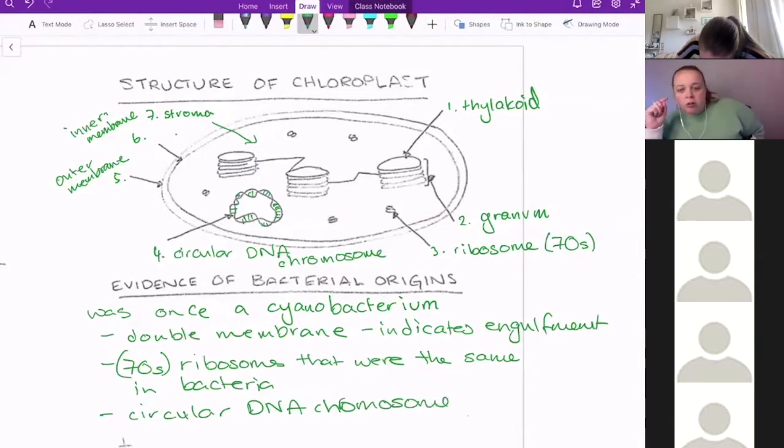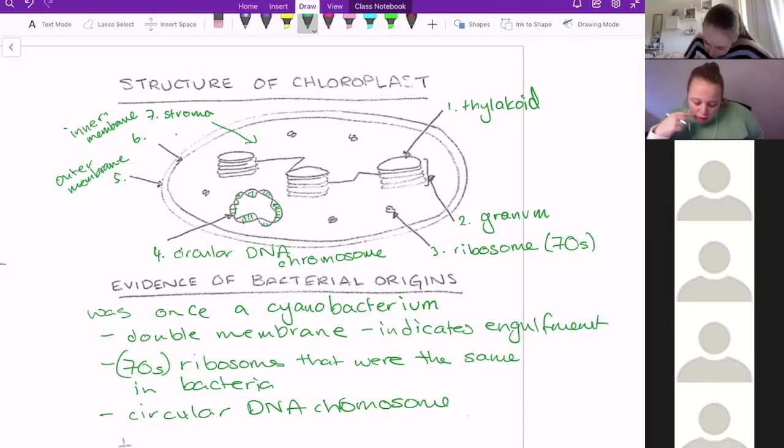Now, the good thing is all of these things are also present in a mitochondria. So once you remember them for the chloroplast, although the inside of a mitochondria looks different to a chloroplast, they both have the same evidence for their bacterial origins. They both have double membranes, they both have these 70S ribosomes, or ribosomes that are the same as bacterial ones, and they both have circular DNA chromosomes.